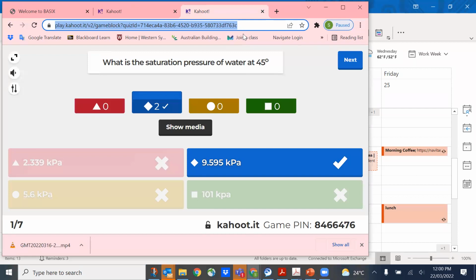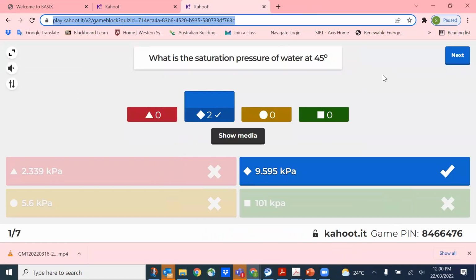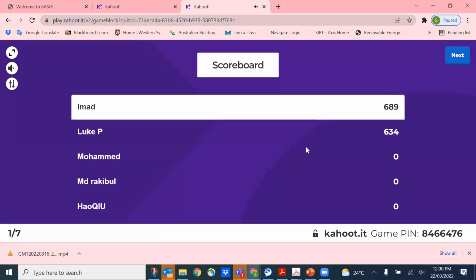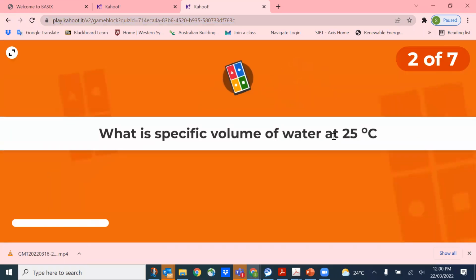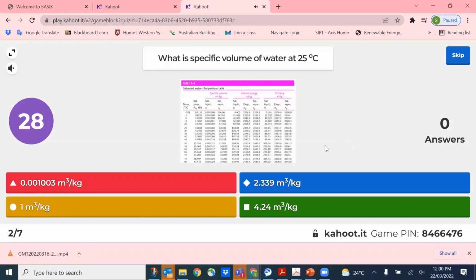Okay, let's continue. So next question. First we see who's in the lead, and then the next question. What's the specific volume of water at 25? So it's the same thing. You go to the same column, but find now the specific volume of water, which is liquid, vf.